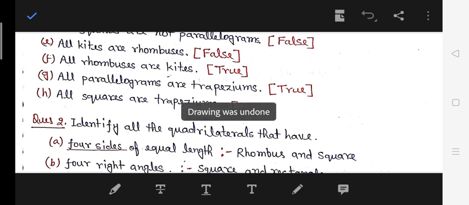Students, definition of the parallelogram is both pair of opposite sides are parallel in the quadrilateral, and trapezium definition is at least one pair of opposite sides should be parallel. At least means at least one pair.